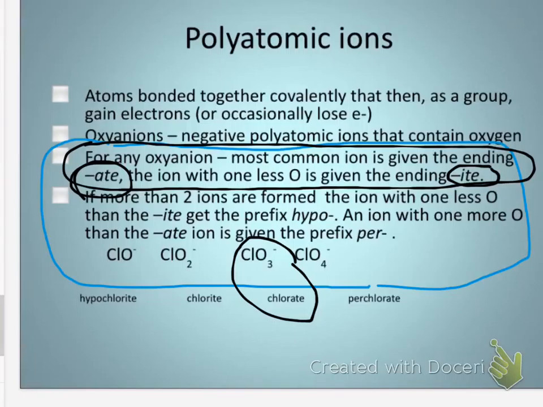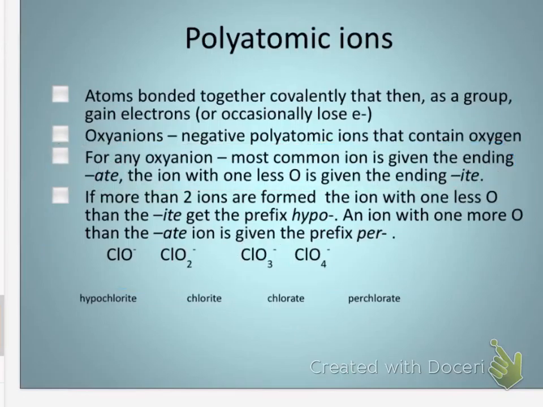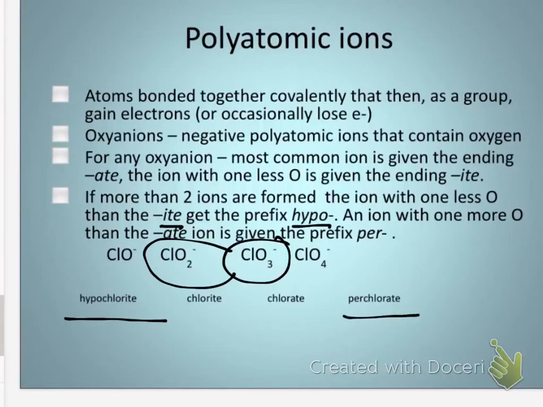In some cases, there are more than two ions that get formed. If you have one less oxygen than the ITE version, you are hypo with ite. So for the chlorine, because they form four, there's chlorate and chlorite, which are your most common and one less oxygen than most common. One less oxygen than the chlorite is a hypochlorite, and one more is a perchlorate.